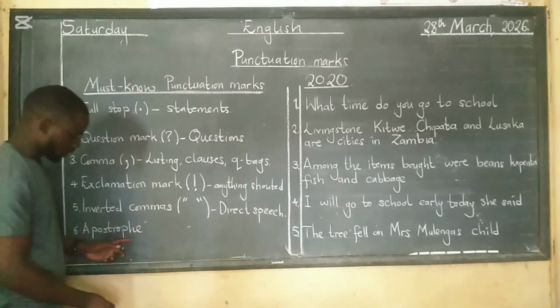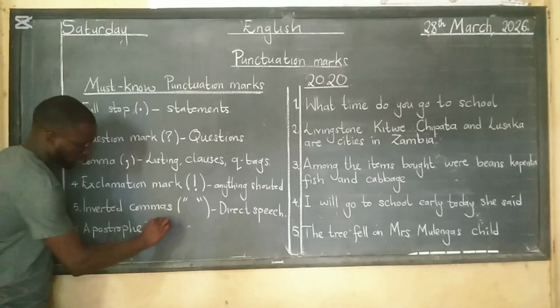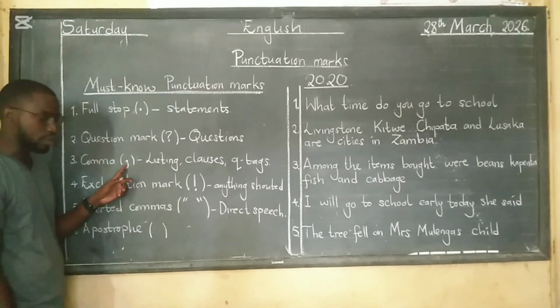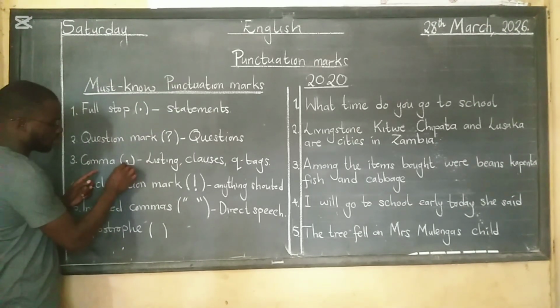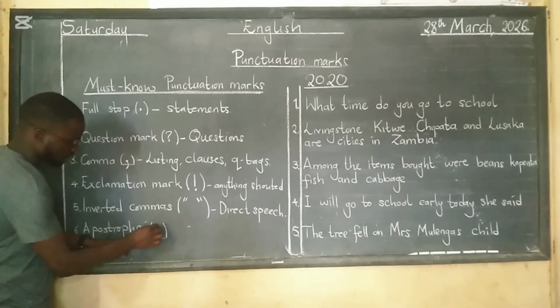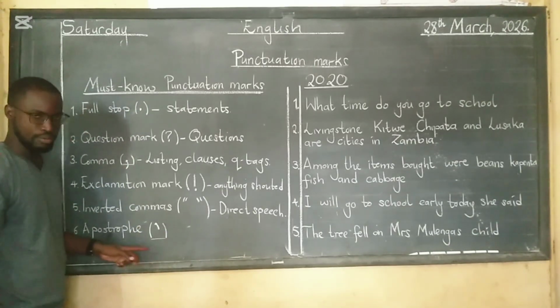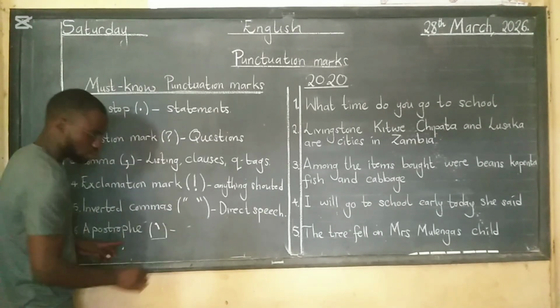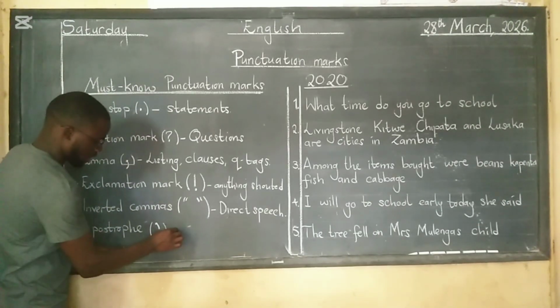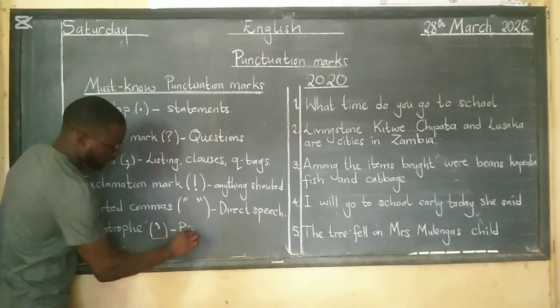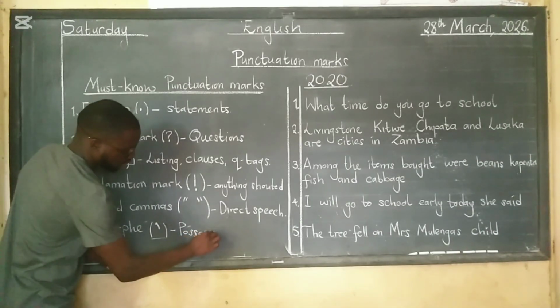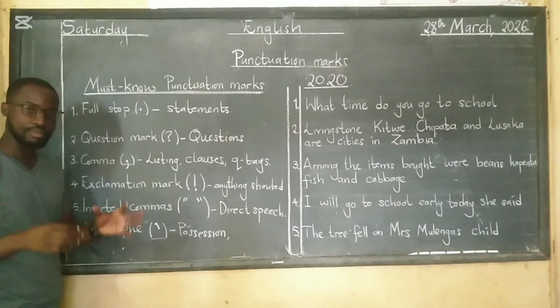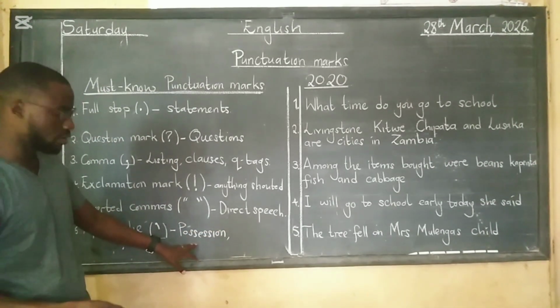Then the last one is the apostrophe. This one is much like the comma, only if the comma is here on the ground, the apostrophe is up there. My pupils call it the flying comma. So the apostrophe is used for quite a number of things. Number one is to denote possession, to show that something belongs to a particular person. I'll show you how that works.